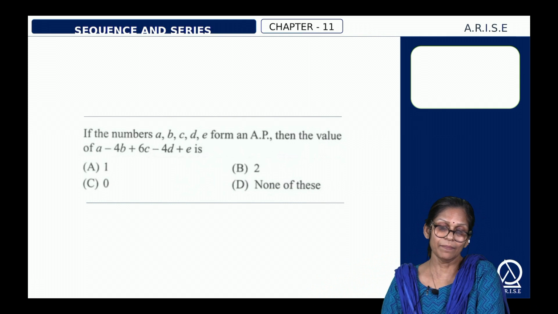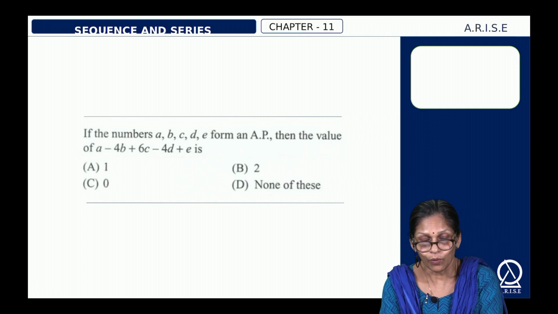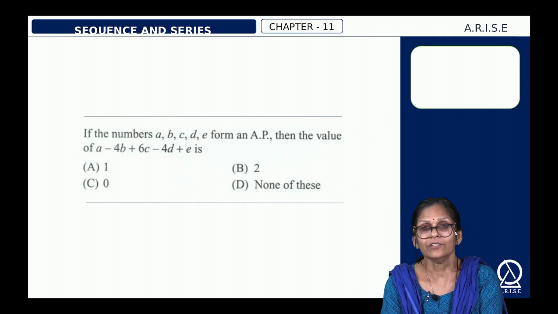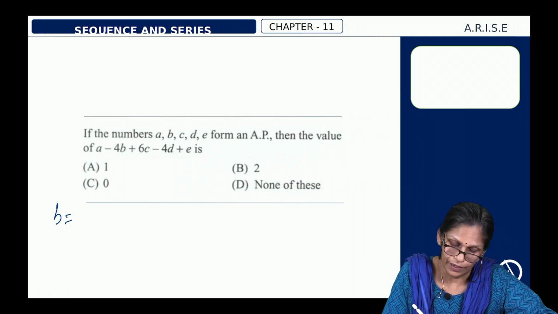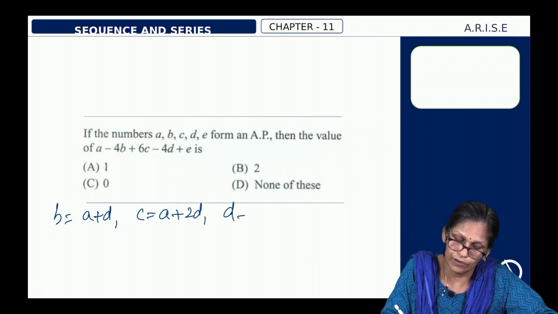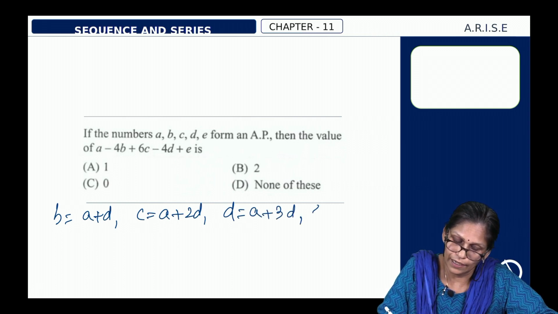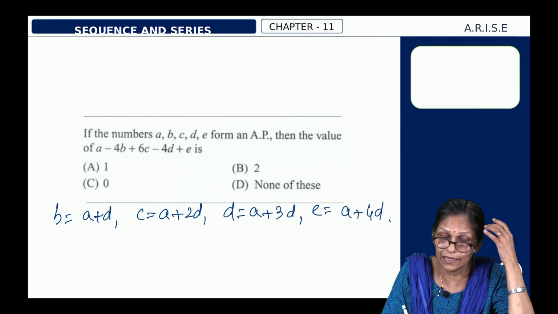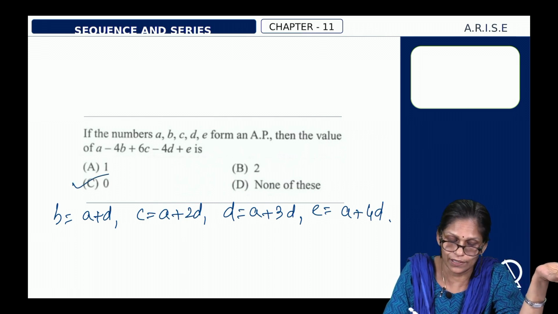If the numbers a, b, c, d, e form an AP, then find the value of this expression. Now, a, b, c, d, e form an AP. So, what should you do? You can write everything in terms of A and D. B would be A plus D, C would be A plus 2D, D will be A plus 3D, and E would be A plus 4D. If I substitute these values of B, C, D and E in this expression and expand, you will get 0 as the answer.